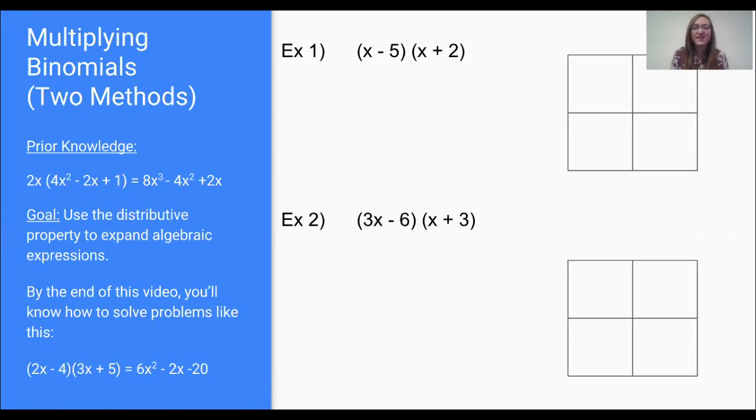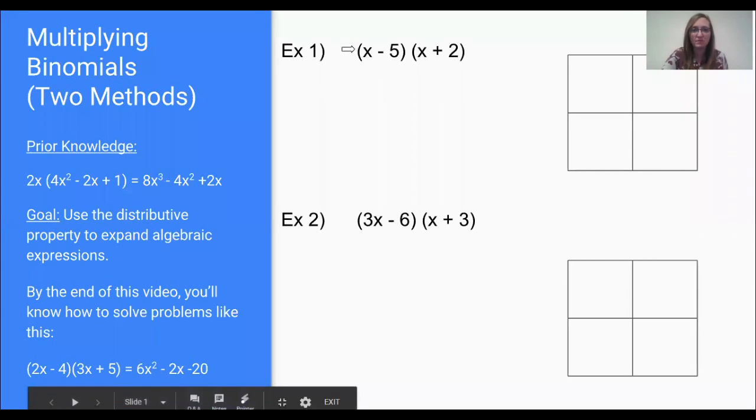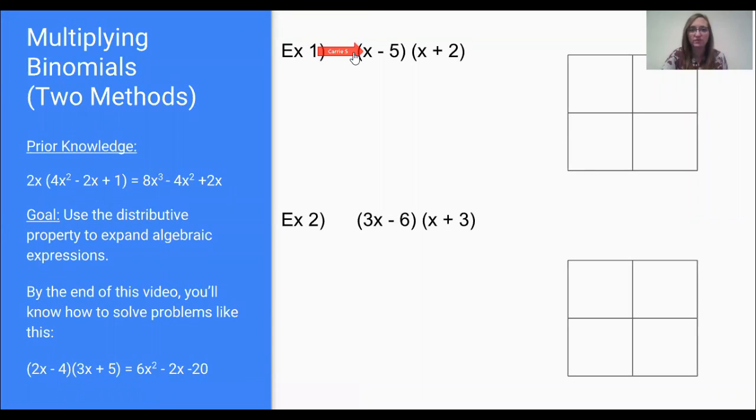Hello, mathematician. Today we're going to look at multiplying binomials. So you can see what I mean by binomial here. It has two terms. Here it's an x minus 5, that's a binomial, and then an x plus 2. So again, it has two terms, the x term and the 2, which makes it a binomial. We're going to take a look at two different methods that will help you to solve these.